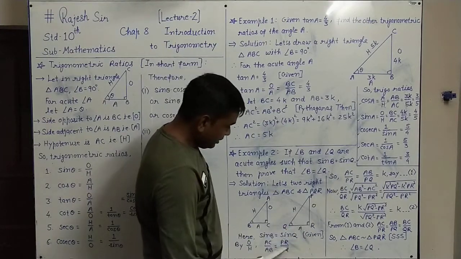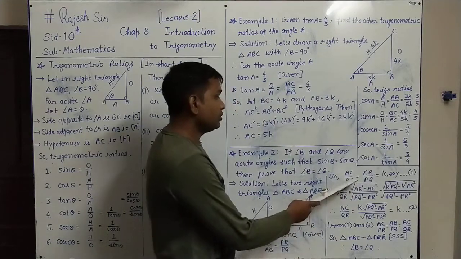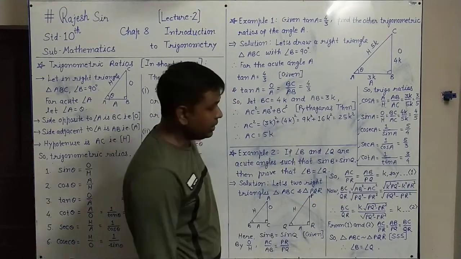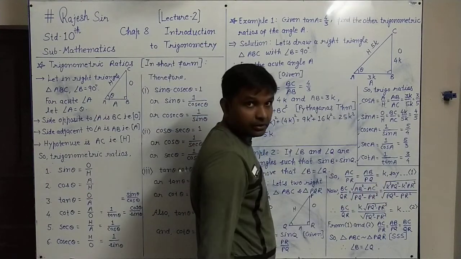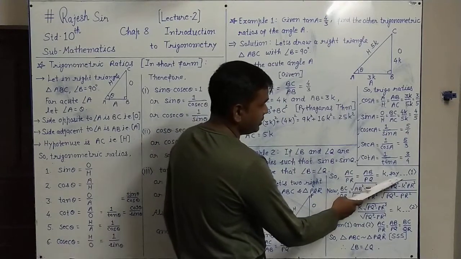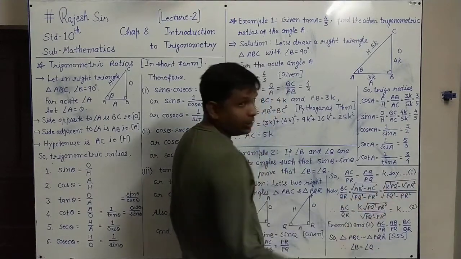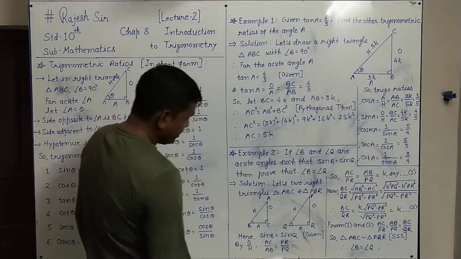AC upon PR equals AB upon PQ. So the two ratios are equal, and we consider that equal ratio as K. Let's assume these equal ratios are equal to K, and say this is result 1.